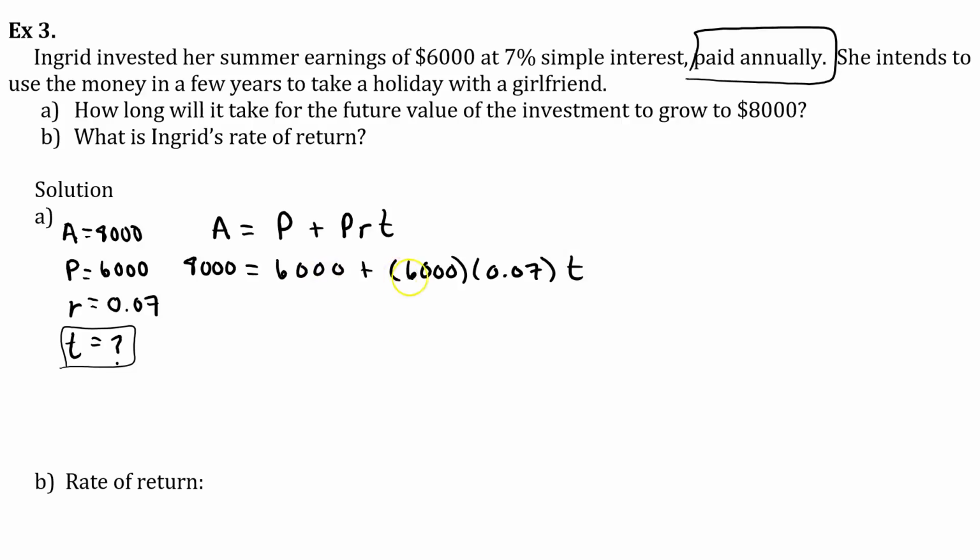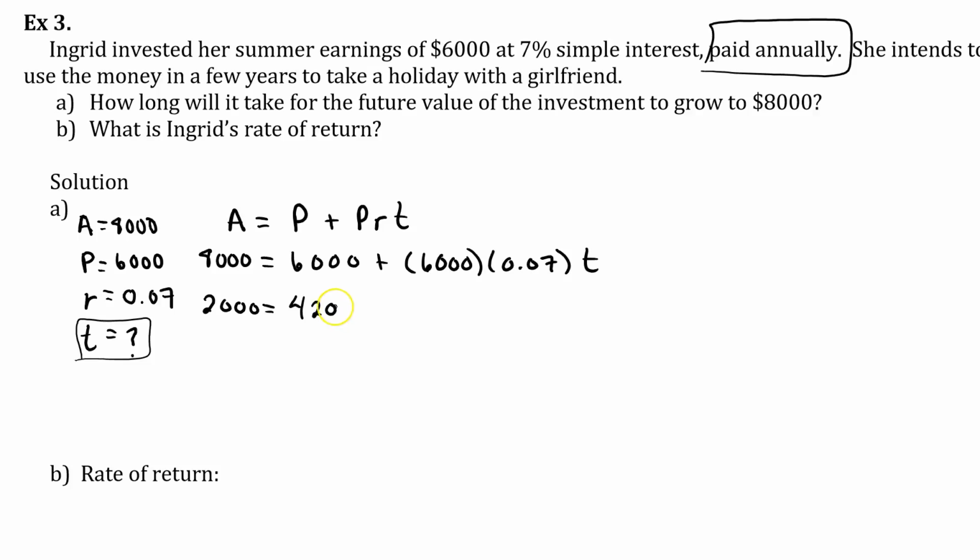So when I first look at this, I see, okay, there's the $6,000 that I need to subtract from both sides because we have 6,000 plus 6,000 times 0.07 times t. So we're going to subtract 6,000 from both sides. So we get 2,000 on this side. And on this side, we can just simplify it. 6,000 times 0.07 is 420. But we still have to have that t. Sorry about that, guys.